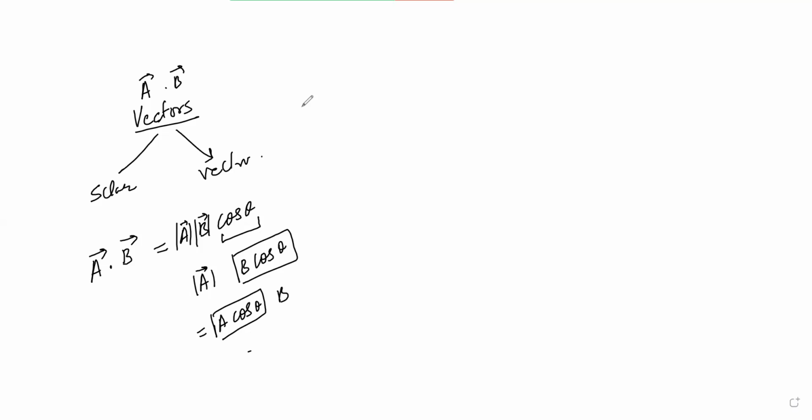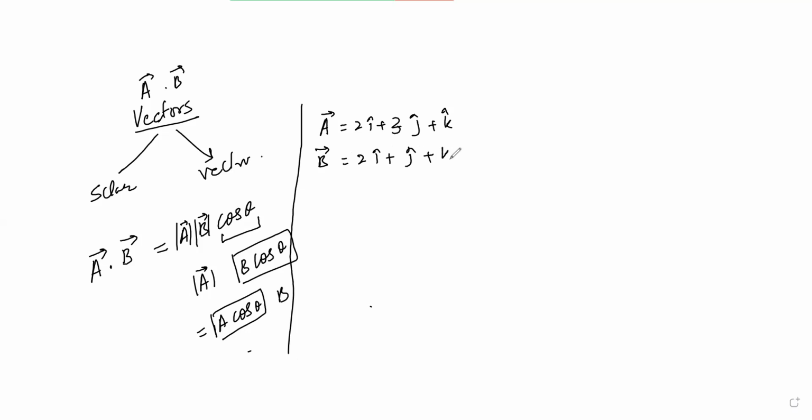Let's say I want to find a dot product. Let's say A vector is 2i cap plus 3j cap plus k cap, and B vector is 2i plus j plus k. I need to find A vector dot B vector. So what I'm going to write? I'm going to multiply 2i plus 3j plus k with 2i plus j plus k.